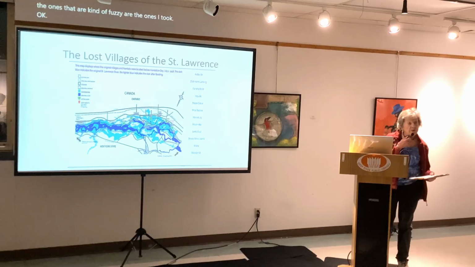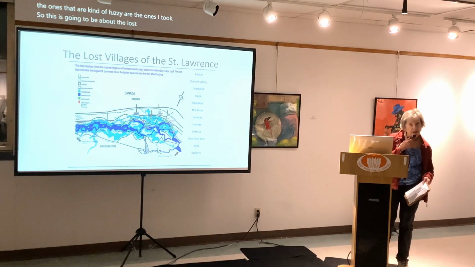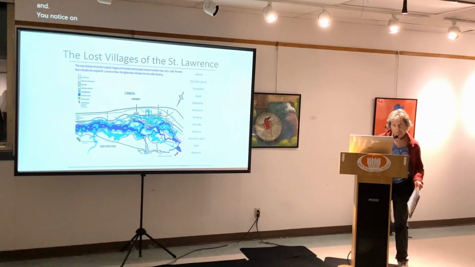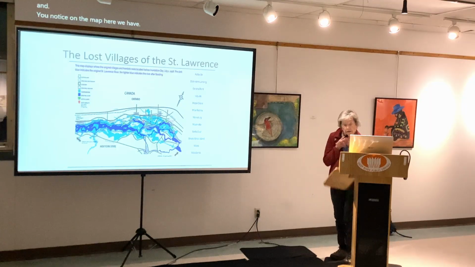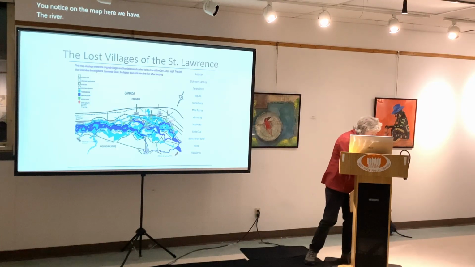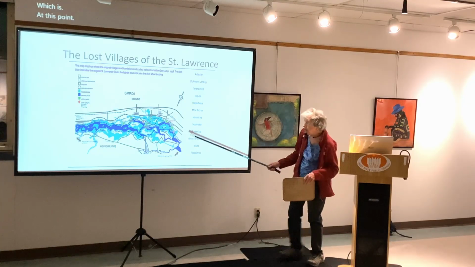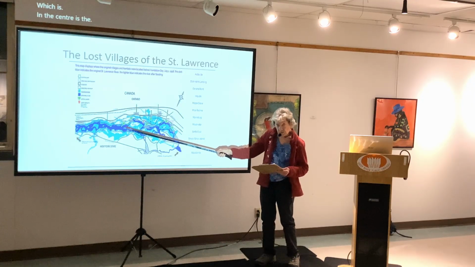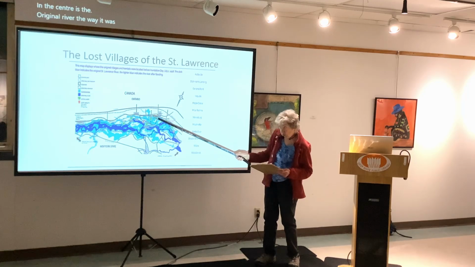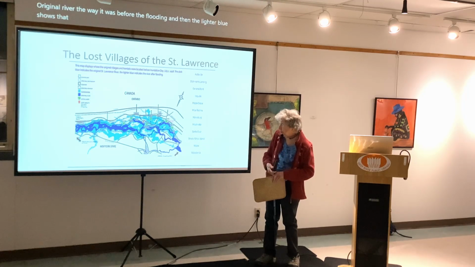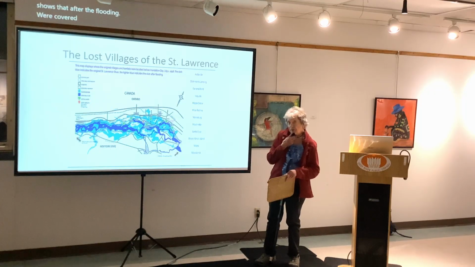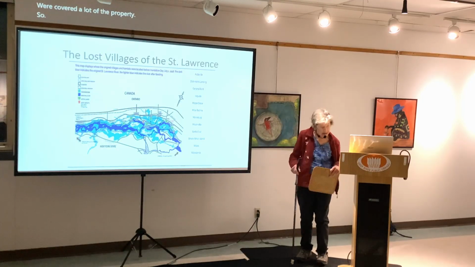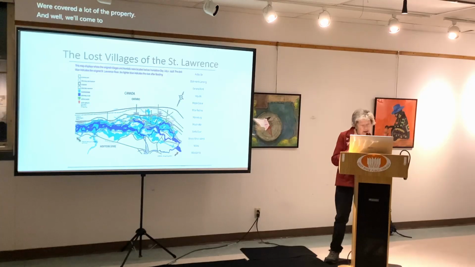So this is going to be about the lost villages of the St. Lawrence Seaway. And you notice on the map here, we have the river. In the center is the original river, the way it was before the flooding. And then the lighter blue shows it after the flooding, where it covered a lot of the property. We'll come to the names later, but that's what that is.